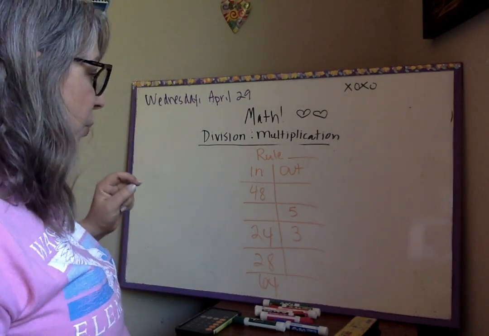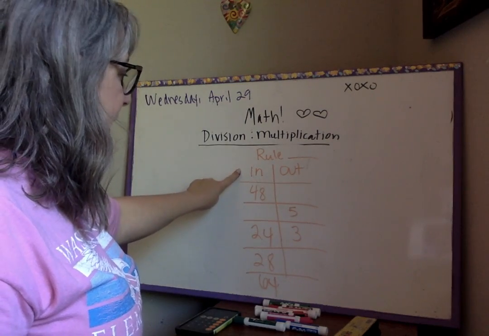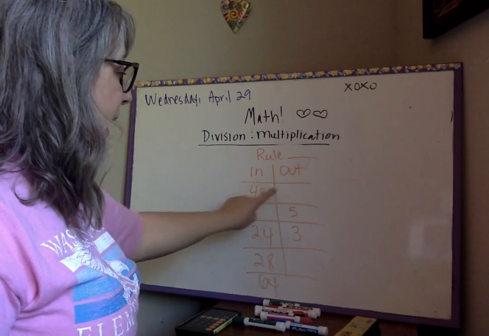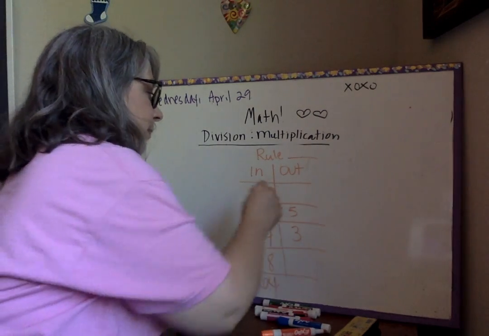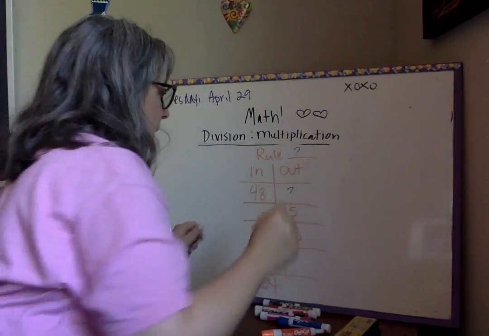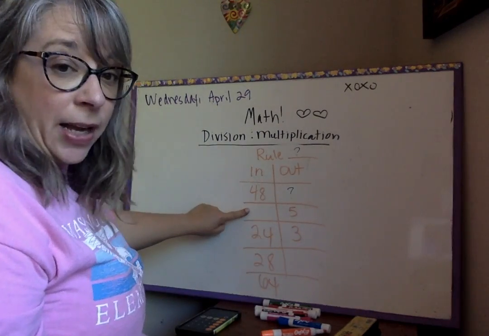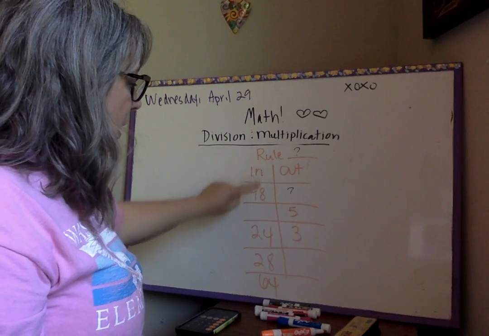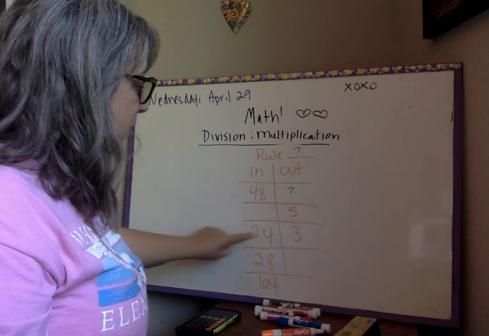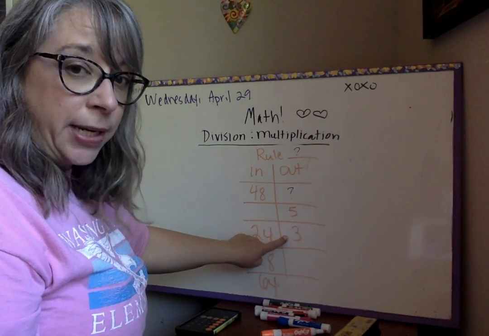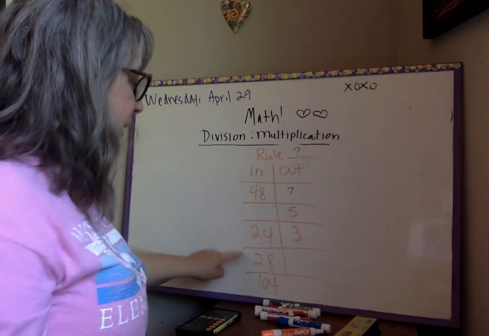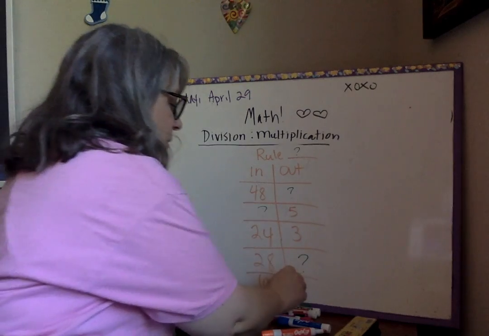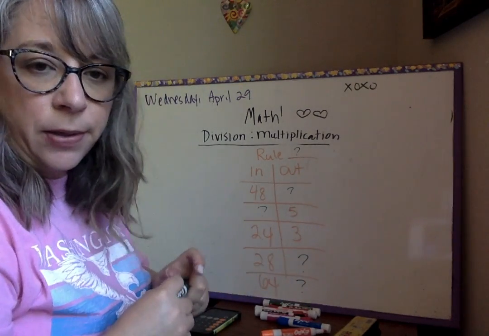Okay, so we don't know our rule. I want you to figure that out. What's our rule? So our in is 48. We don't know the out. We don't know the in, but our out is 5. Our in is 24. Our out is 3. Our in is 28. Our out is we don't know. And our in is 64, and our out is we don't know.